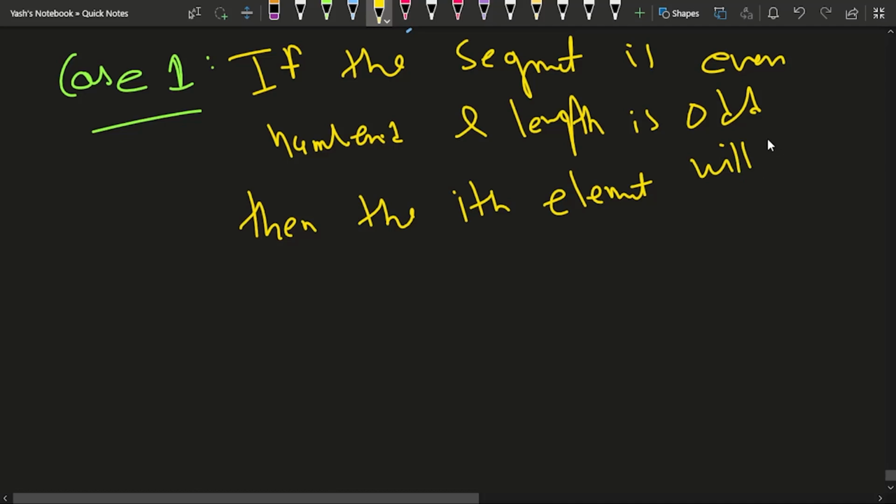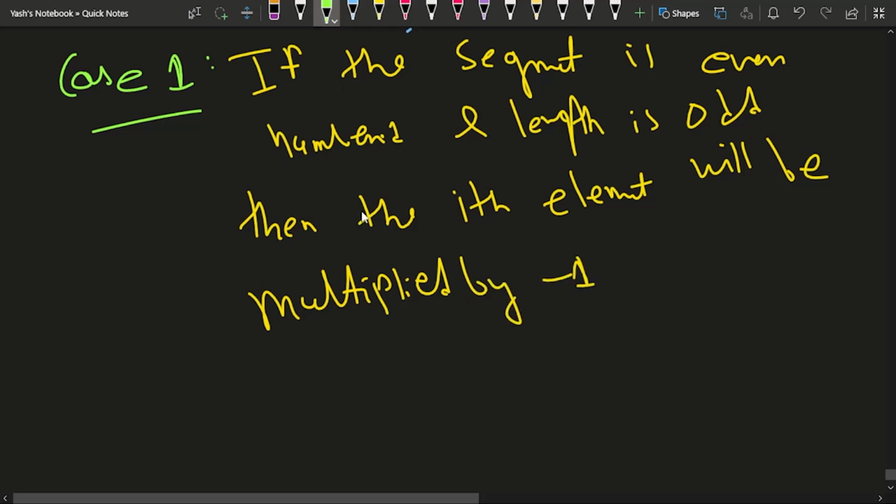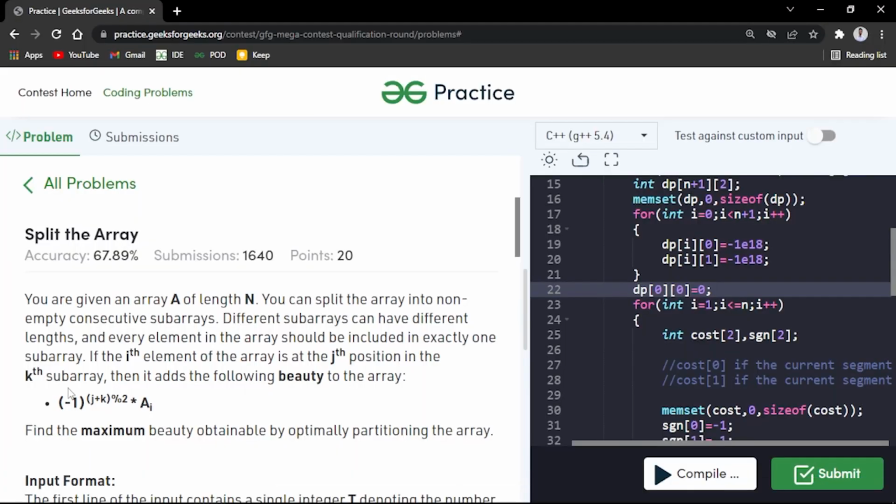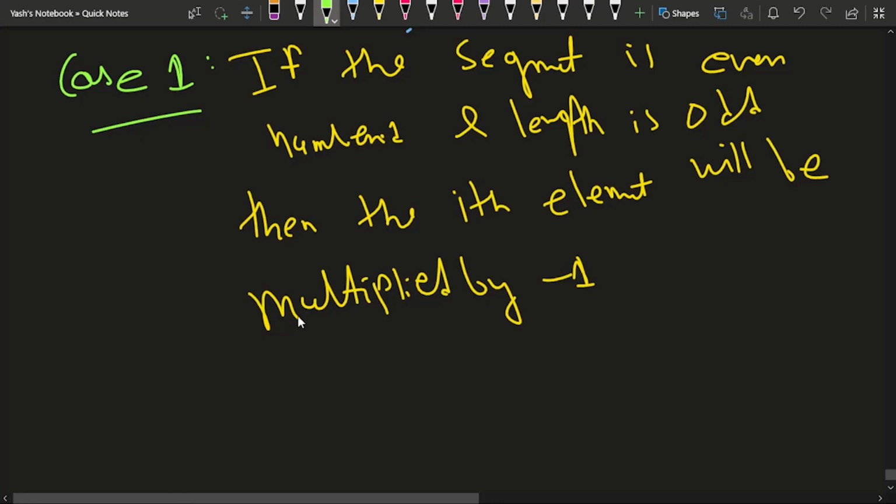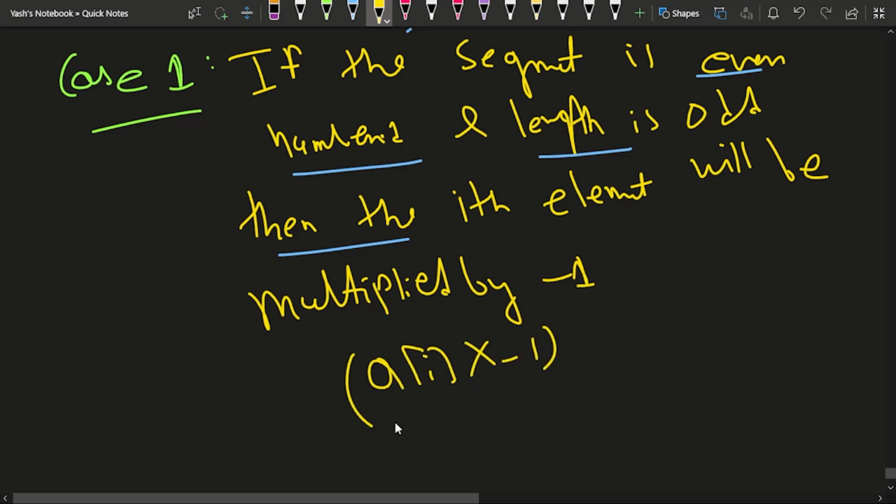-1. Why? Because of the condition that was given to us, right? The condition was (-1) to the power (j plus k) modulus 2 into a of i. So if the current segment that we are talking about is even numbered, and its length is odd, that will mean that the ith element, that is a of i, will be multiplied by -1, right? That is what you have to consider.